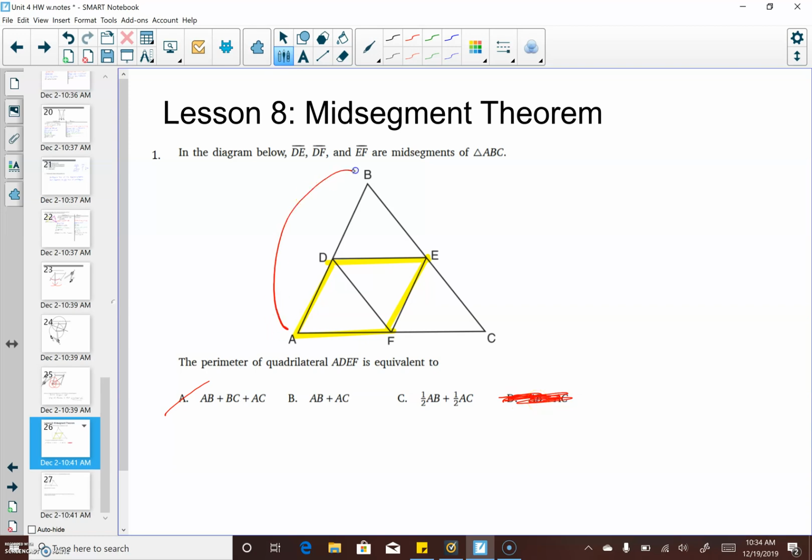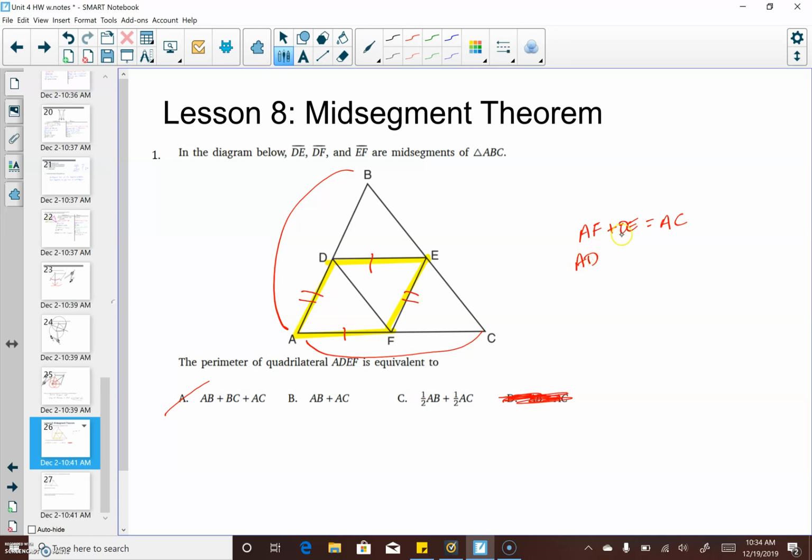It's interesting, it says AB plus AC. Well, we know that AF is half of AC, but because DE is a midsegment, we know that DE is also half of AC. So if you were to take AF and DE and add them together, you would get AC. All right, interesting. And then the same thing applies to AD and EF.